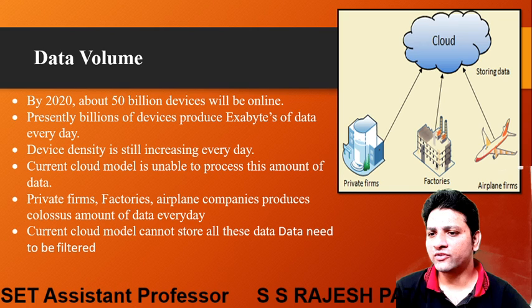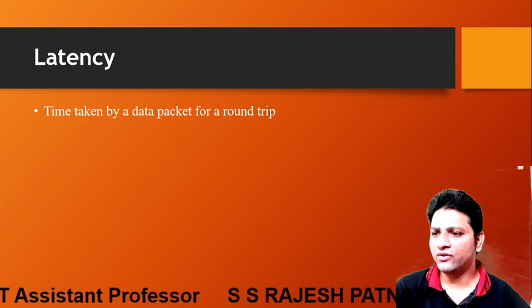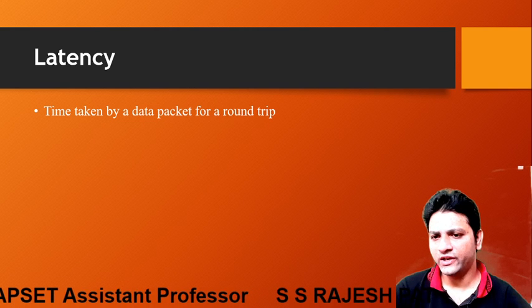If unwanted data must be removed, that's why we go for fog computing. Latency is the time taken by the data packet for a round trip. That means we are requesting data from the cloud, and the cloud responds to the end user or device. It will take some time, because the data comes in the form of packets.